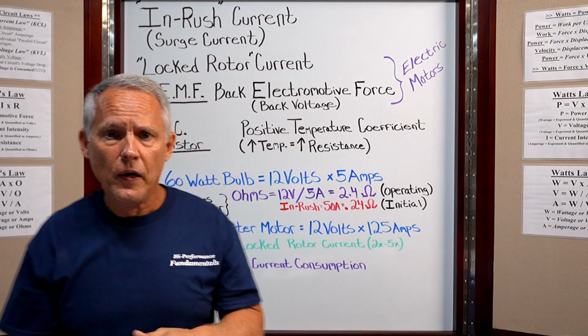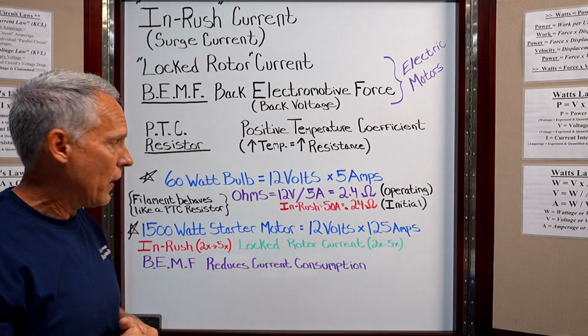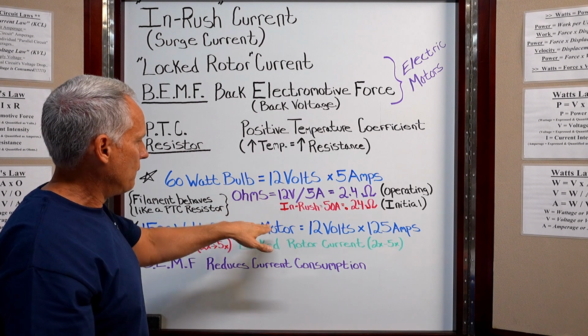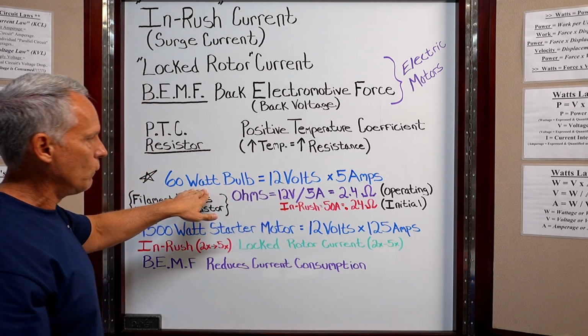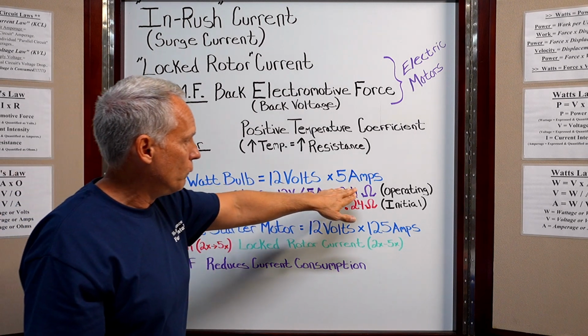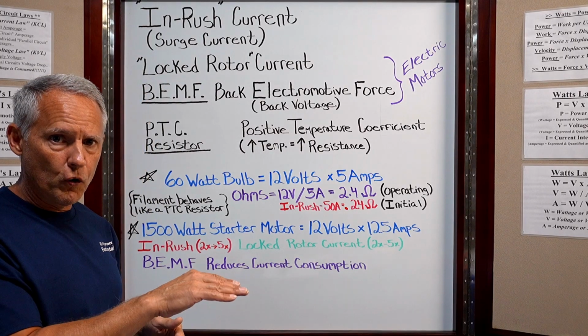So let's break this down as far as the bulb and the starter motor that we have here. In a bulb, as an example, we had said that since we know it's a 60-watt bulb, and we know it's a 12-volt system, we determined it must be 5 amps of current flow through that bulb.